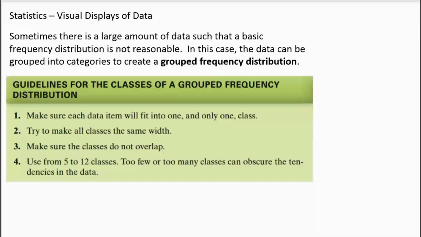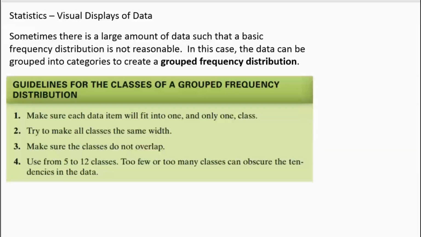Number 3, make sure the classes do not overlap. This is so important. You don't want to make a class that goes from, say, 50 to 65, and then the next class goes from 60 to 75. Do you see what I mean? They overlap. You can't do that. You do not want to do that.